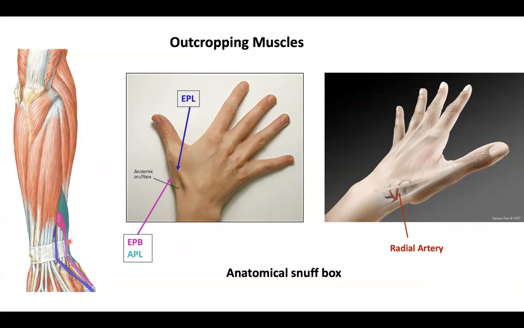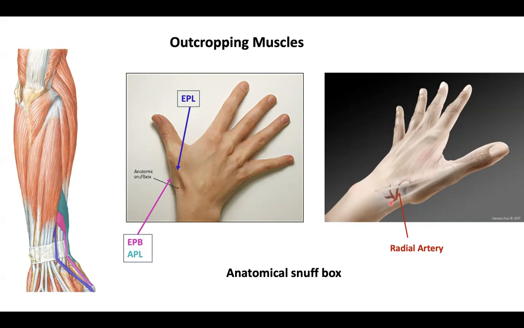The anterior or lateral boundary is formed by the extensor pollicis brevis and abductor pollicis longus muscle. Their tendon runs together and they will form the anterior or lateral boundary of the anatomical snuff box. Extensor pollicis longus, its tendon runs separately and it forms the posterior or medial boundary of the snuff box. And the floor of this depression is formed mainly by the scaphoid bone. Scaphoid is one of the carpal bones, and it forms the floor of this depression.